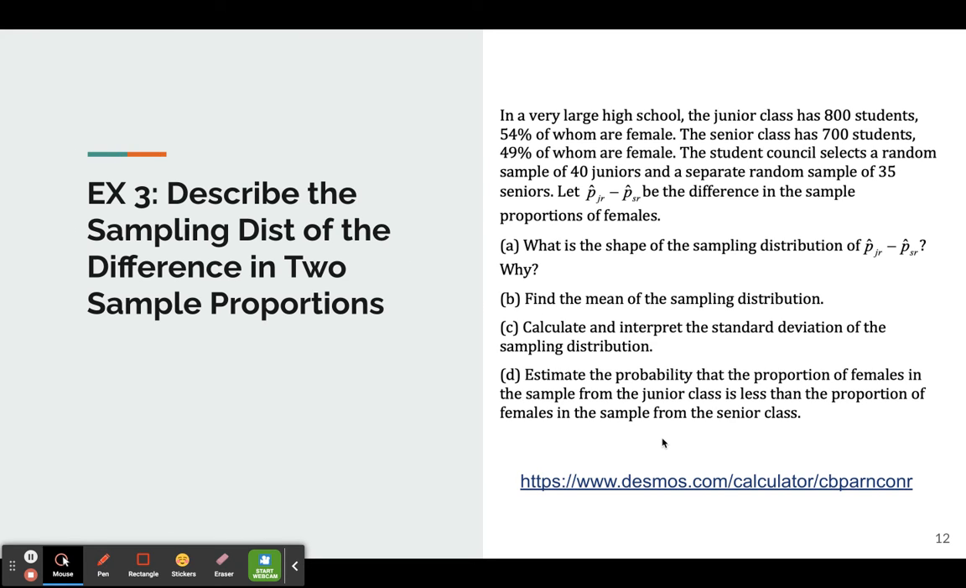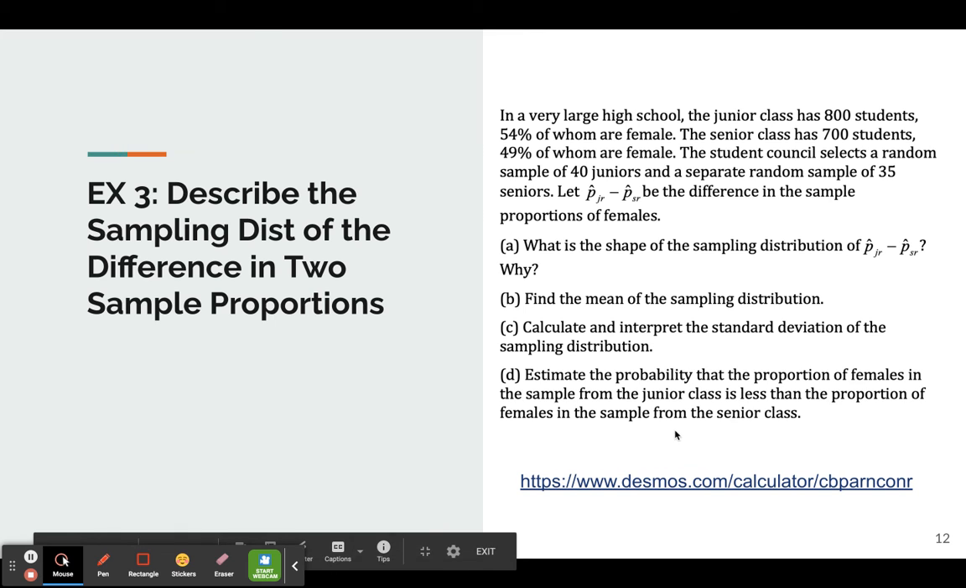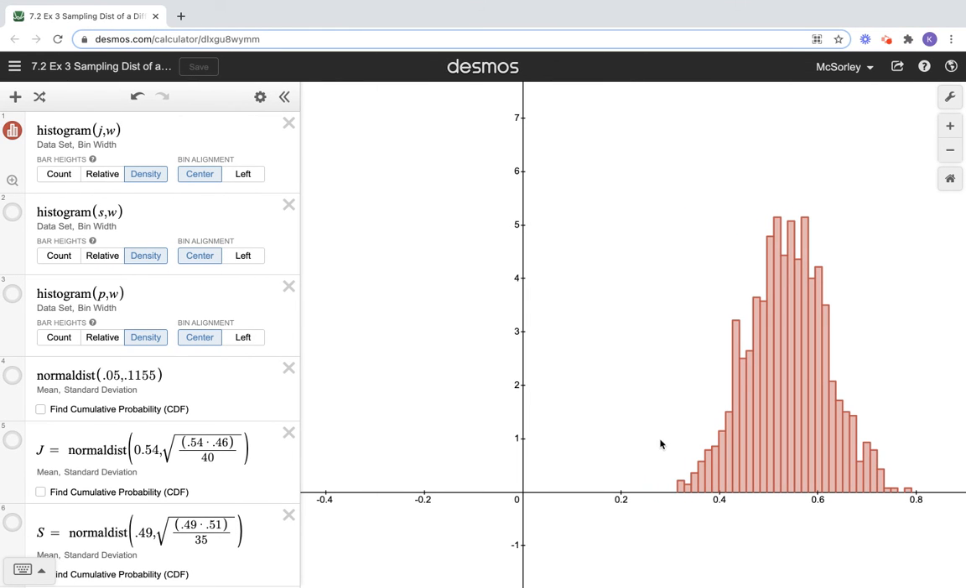All right, if you're following along and you click on this Desmos, it will take you to this right here. So this histogram represents the sampling distribution of the sample proportions of females in the junior class. I'm going to click here, and this is the sampling distribution of the sample proportion of females in the senior class. So there is some overlap.